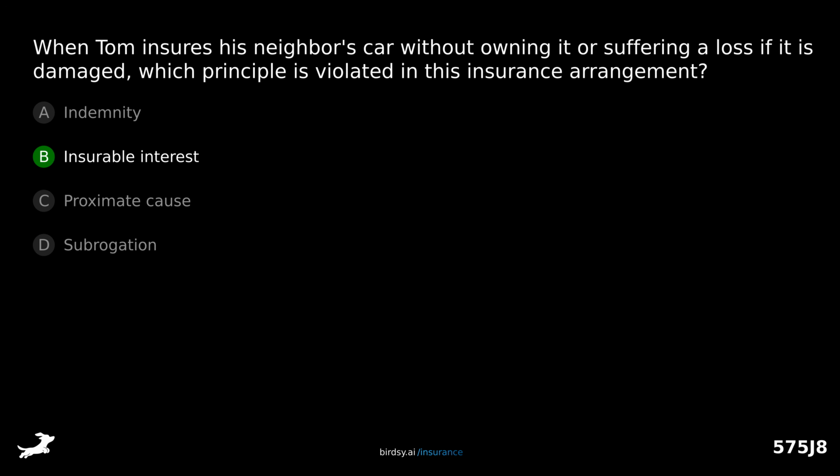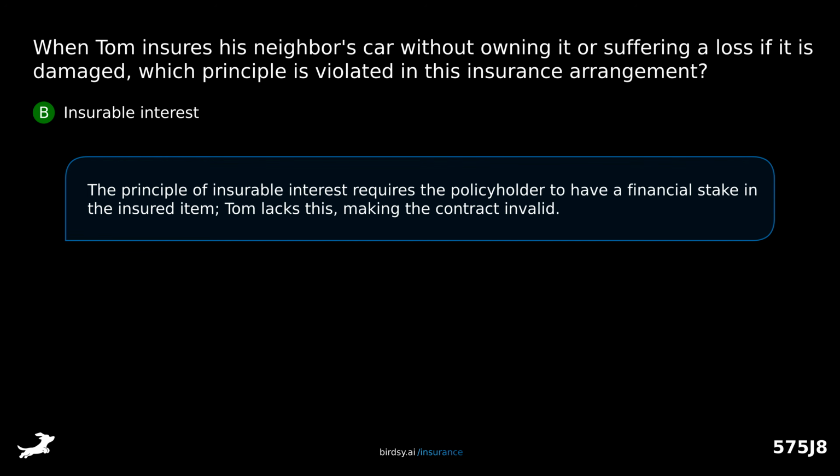The correct answer is B, insurable interest. The principle of insurable interest requires the policyholder to have a financial stake in the insured item. Tom lacks this, making the contract invalid.